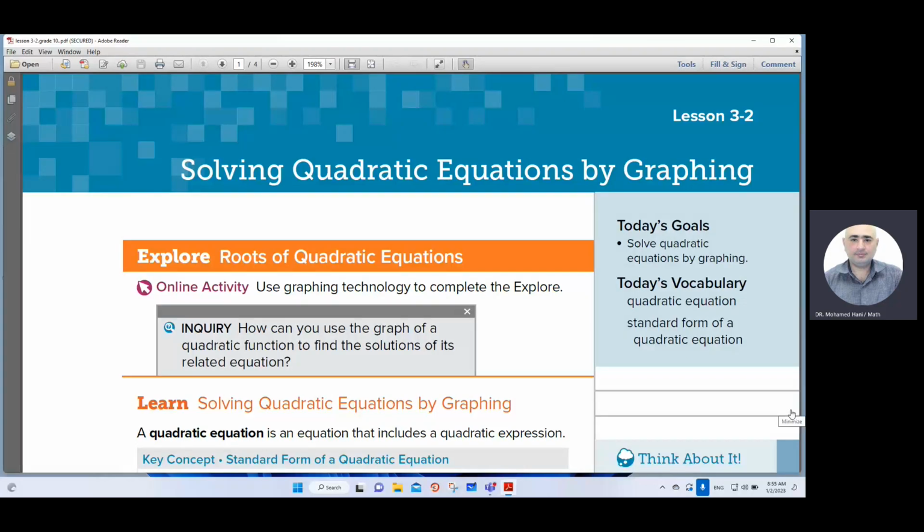With grade 10. We are in module 3, lesson 2, solving quadratic equations by graphing. Today we want to learn solving quadratic equations by graphing. So in this lesson we want to learn to solve quadratic equations by graphing and the standard form of a quadratic equation. So I want from all of you, in a new page, please write the title: solving quadratic equations by graphing.